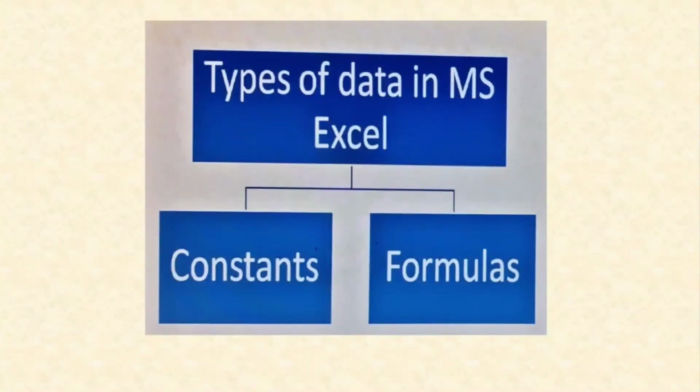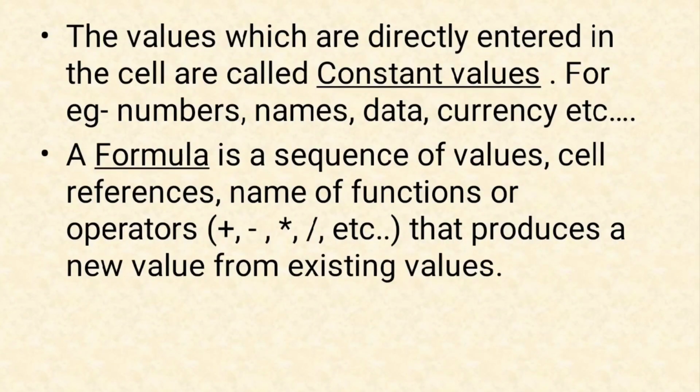In this part of the video, we will discuss types of data in MS Excel and operators. Constant and formula are two types of data in MS Excel. Values which are directly entered in the cell are called constant values. For example, when you enter a number, name, date or currency, any type of data, that is called a constant value. A formula is a sequence of values, cell references, names of functions or operators that produce a new value from existing values.